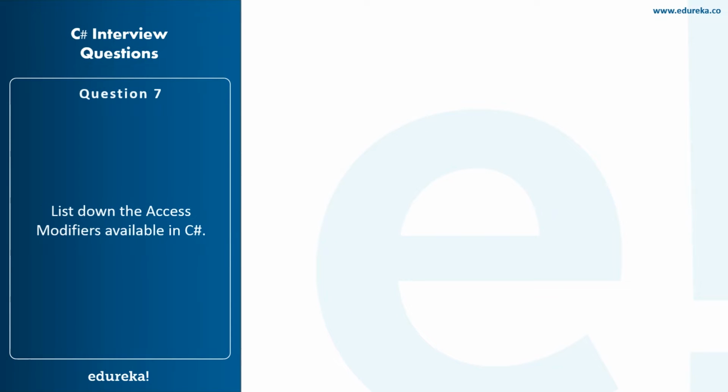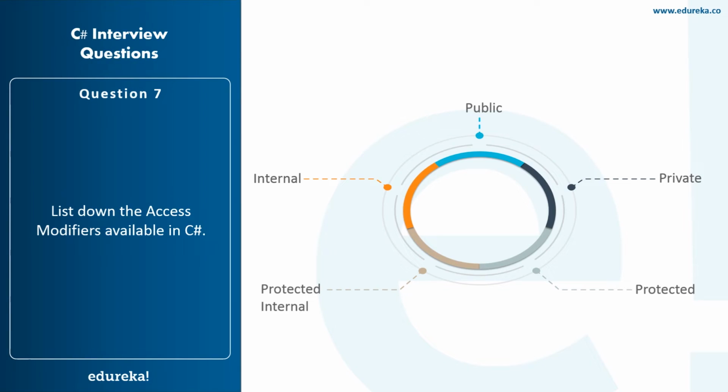So my next question is list down the access modifiers available in C Sharp. Mainly, C Sharp supports 5 types of access modifiers, which are public, private, protected, protected internal, and internal. So I'm going to be explaining each of these access modifiers. Let me start off with public.